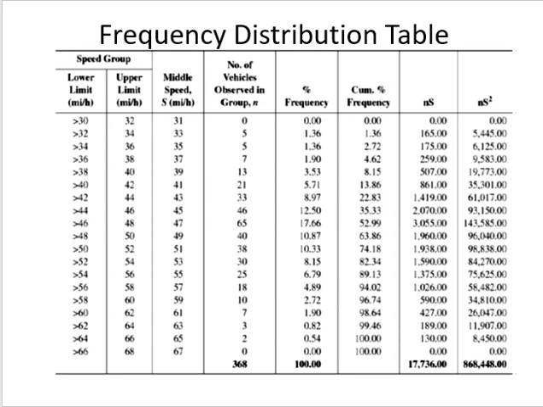Got it? So here we are doing what? Weighted average. So summation of n into s divided by total number. Summation of n into s is given here, 17,736, and the total number is 368. So this divided by this will give you the mean.